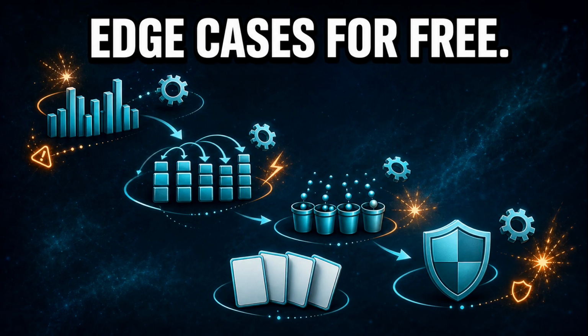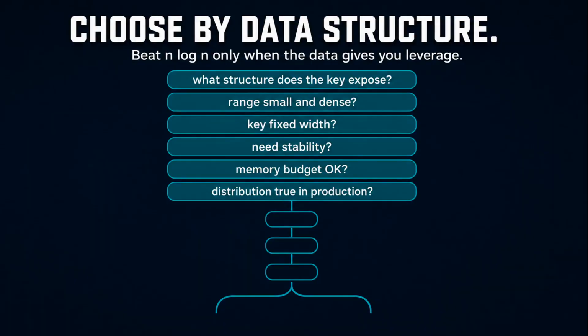Exactly. Non-comparison sorting is specialization. Powerful specialization, but still specialization. If the structure is real, use it. If the structure is imaginary, you are just writing a slower, more fragile dot sort. That is the boundary. So the practical checklist is, what structure does the key expose?